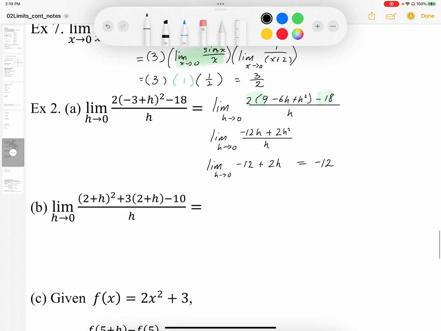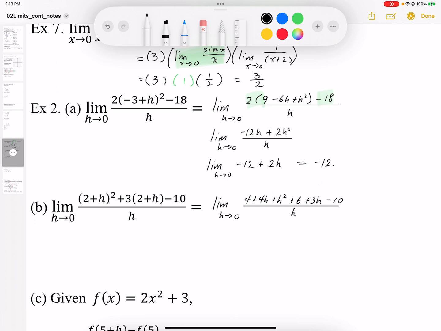So we'll do a similar thing here. We're going to expand this all out. So the limit as h approaches 0. Now, these last two, examples A and B, are ones where we're going to see notation that looks similar to this. So we want to get you guys used to using this notation. We're going to expand this out. So we end up with 4 plus 4h plus h squared, plus 3 times 2 is 6, 3 times h gives us a 3h, and then minus 10.